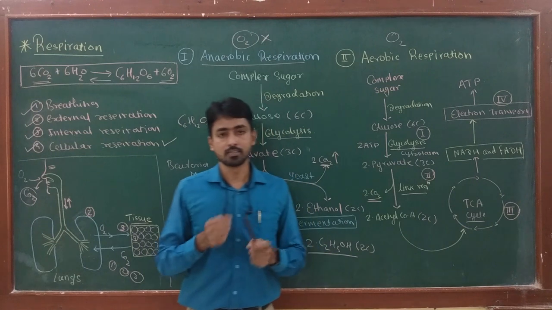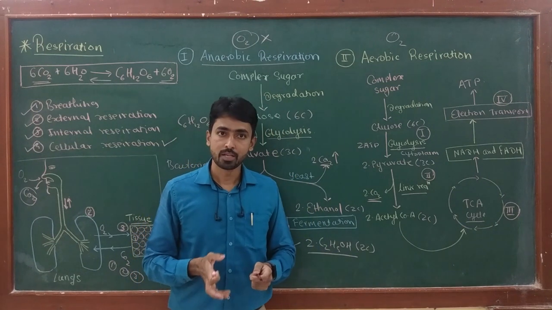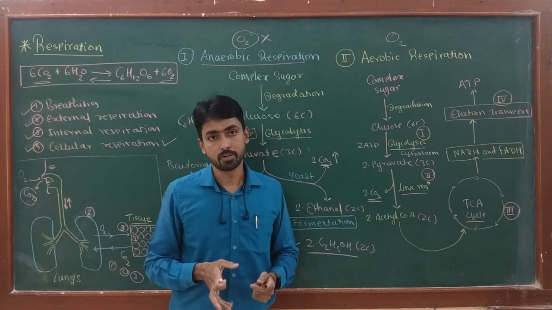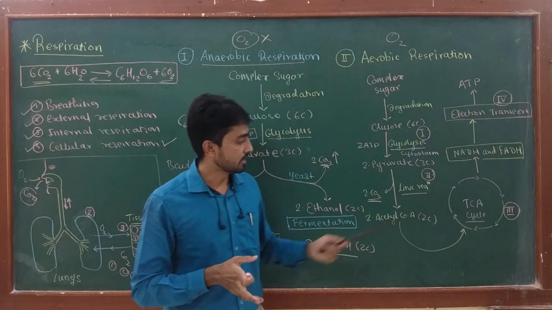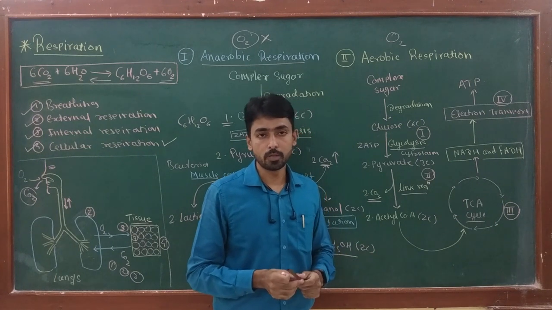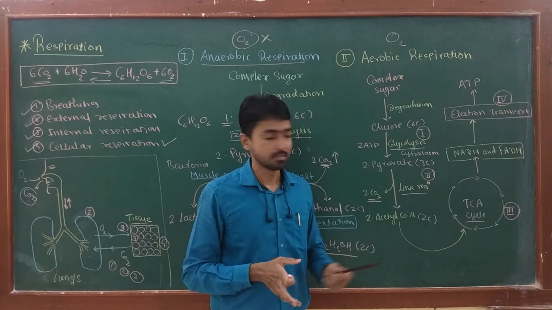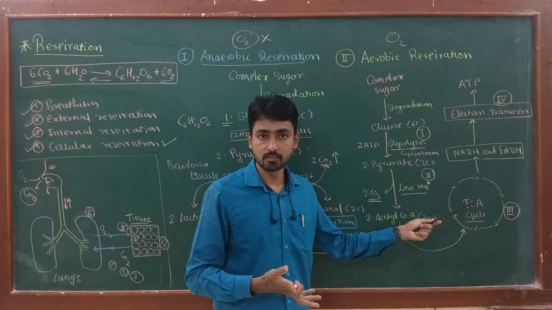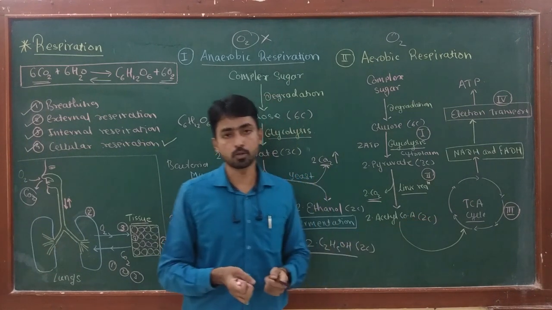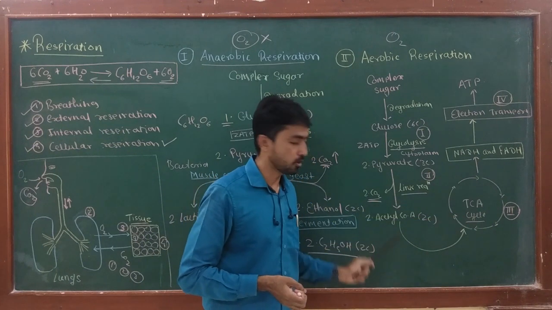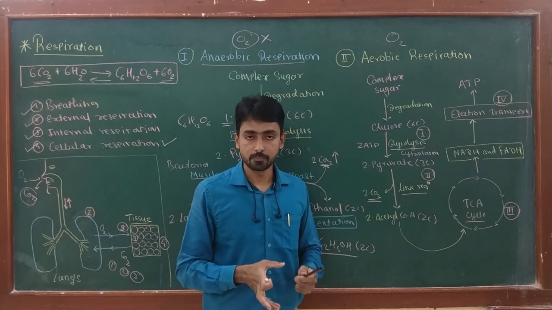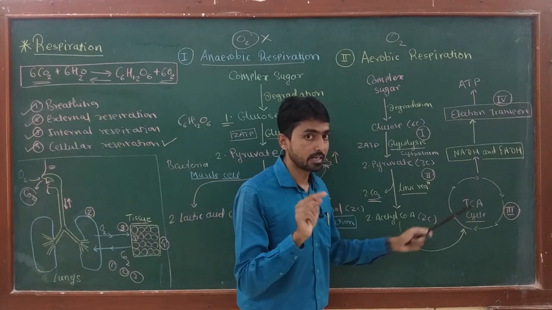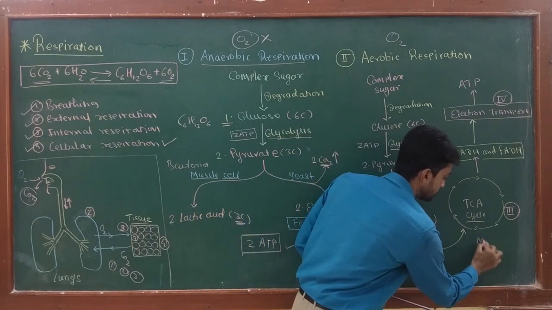We know that Sir Hans Krebs discovered this TCA cycle in 1937. For this discovery, he received the Nobel Prize in 1953. This cycle is also called the tricarboxylic acid cycle or citric acid cycle because the first stable product in the cycle after entry of acetyl-CoA is citrate. Now this TCA cycle occurs inside the mitochondrial matrix.